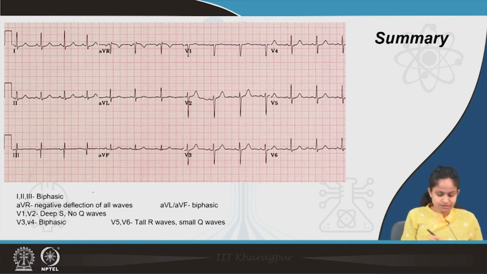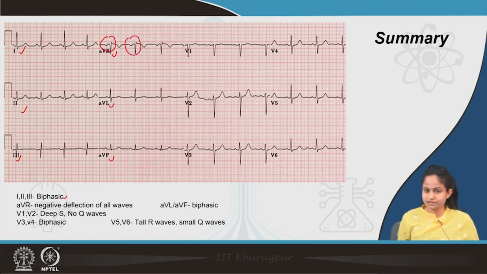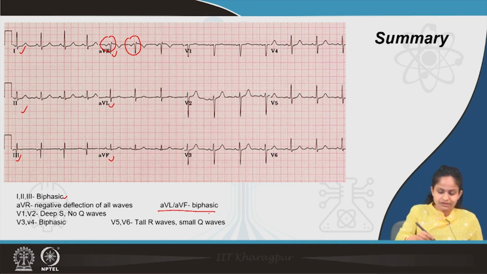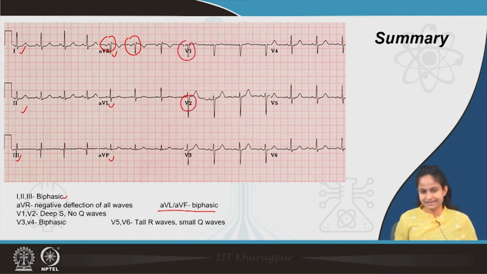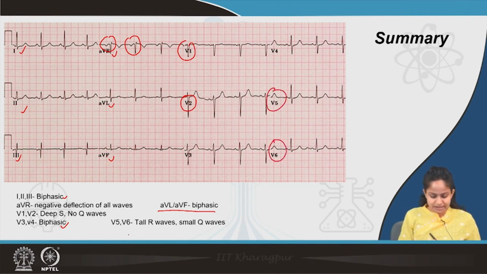We can see this is the 12 lead ECG. Lead 1, lead 2 and lead 3 are usually biphasic. The augmented limb leads are AVR, AVL, AVF. AVR is giving almost all the waves as negative deflections. This is a very important point to look at to check whether you have placed your leads correctly or not. Then AVL and AVF are biphasic. In V1 and V2 we can see deep S waves, the negative deflections, but we do not see Q waves. V3 and V4 are biphasic, and in V5, V6 we see tall R waves and small Q waves.